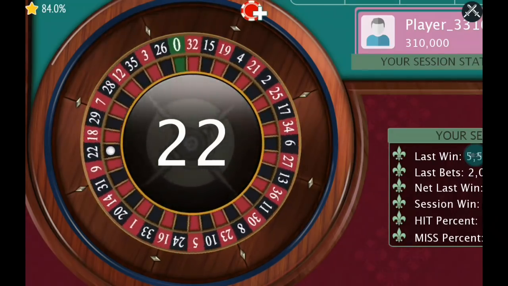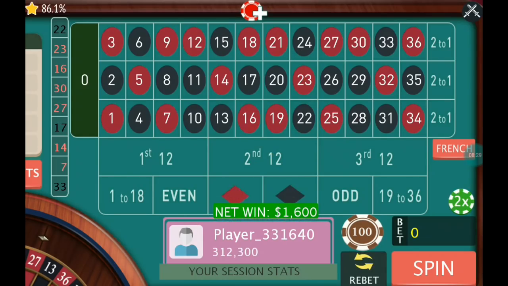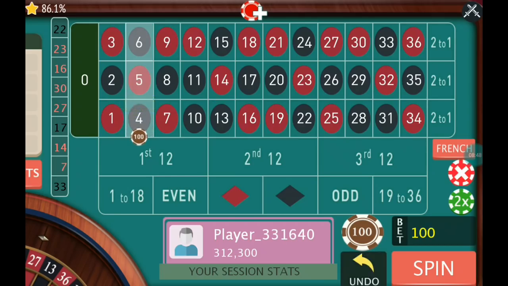It's 22 black, we win again. So as I told you, whenever I win, I will reduce my bet by 3 units, but I am at 2 unit bet. So by reducing 3 units, it's almost -1, but we can't play with a -1 unit bet. So we'll play with a single unit, that is 100 at all those places, and play.